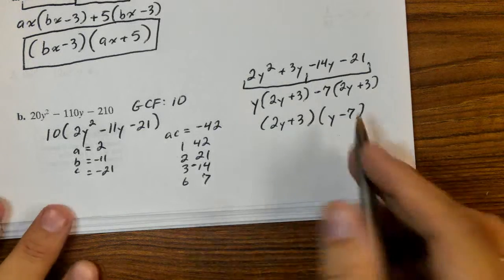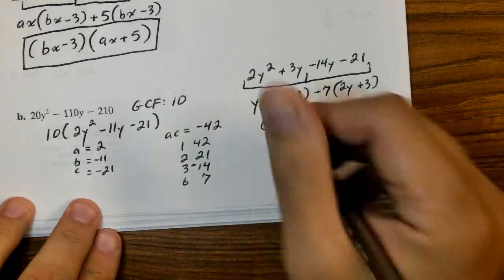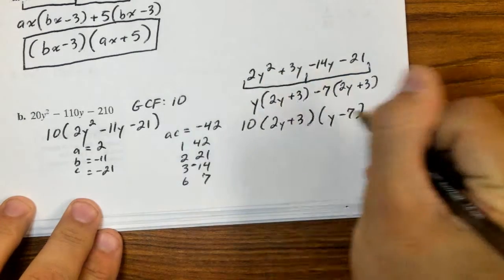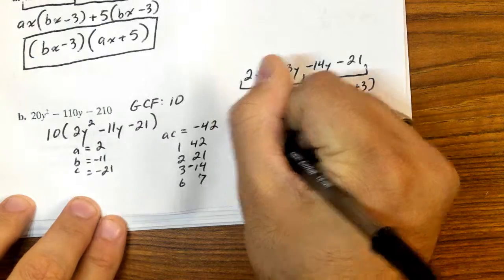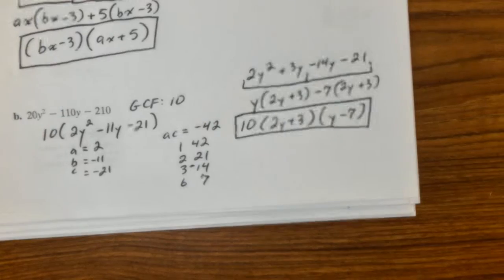Back on track. That 10 needs to be brought back to the final answer, so 10 goes in front of these 2 factors here. And that's our final answer for example 2b.